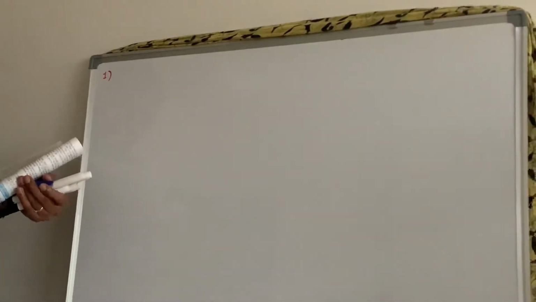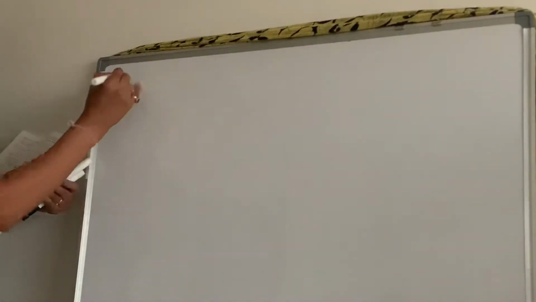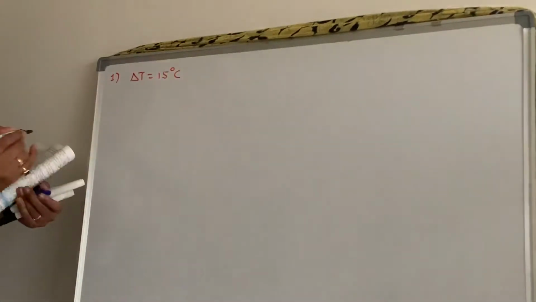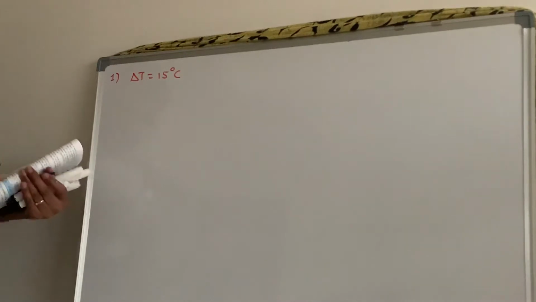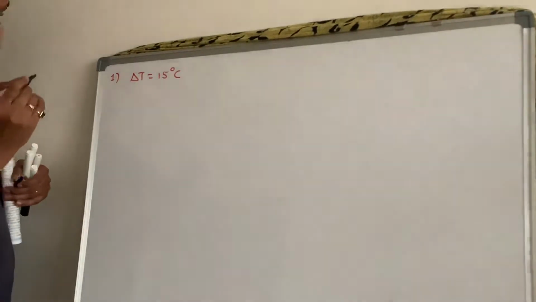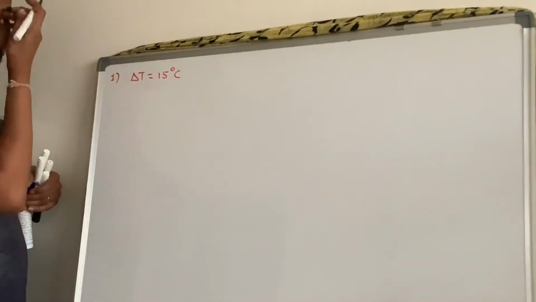By imparting heat to a body, its temperature rises by 15 degrees Celsius. So your delta T is given as 15 degrees Celsius. What is the corresponding rise in temperature on the Kelvin scale? So we'll write here, check. They want the temperature change in Kelvin.